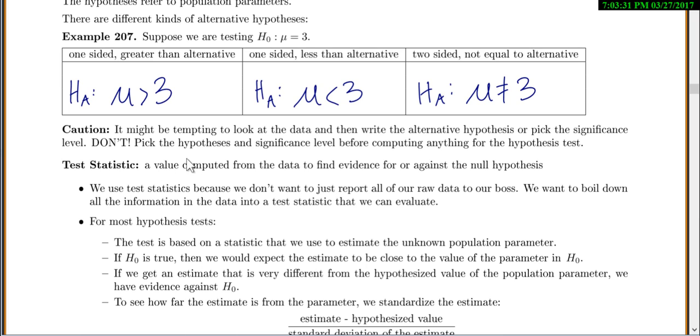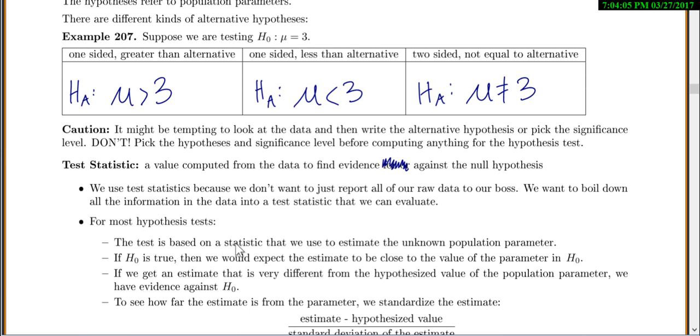And let's see, our test statistic, remember, is some number or value that you compute from your data, and your test statistic helps us find evidence against the null hypothesis. Okay, let's actually cross that off, the for or against the null hypothesis, because we're always looking for evidence against the null hypothesis. So we use the test statistic because we don't just want to report all of the raw data to our boss. We kind of want to boil it all down into like one number we can give him.